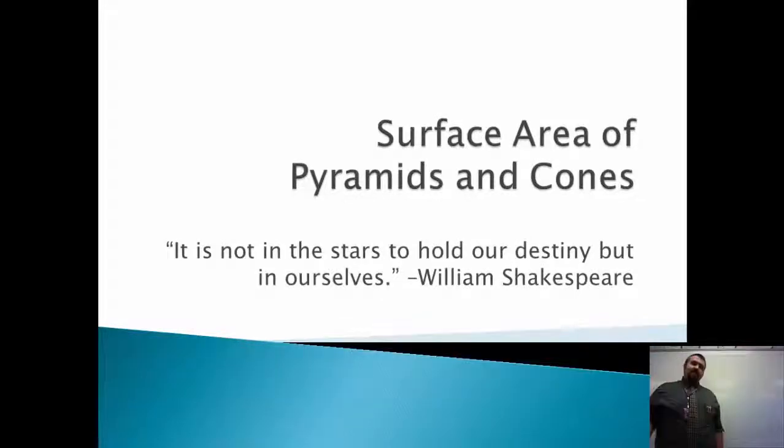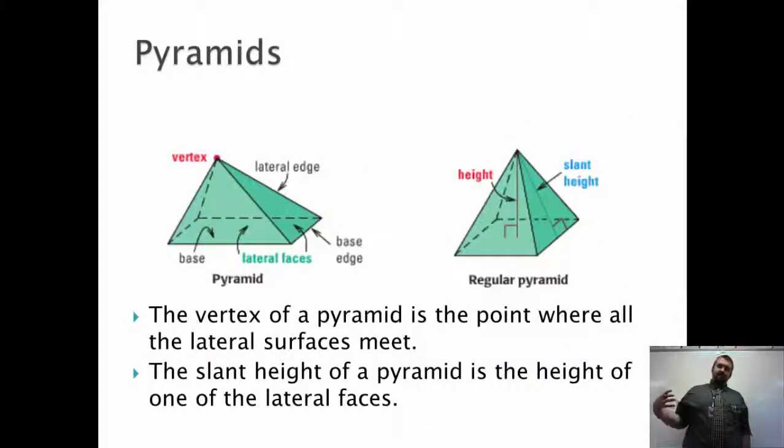Good morning, class. Today what we're going to be looking at is the surface area of pyramids and cones. These are two shapes that we have looked at before, just briefly, but we haven't actually found their surface area. And just like before, the surface area is all the surface areas added together. So when I look at this, this is a pyramid. Why? Because it has one base and every other face is a triangle.